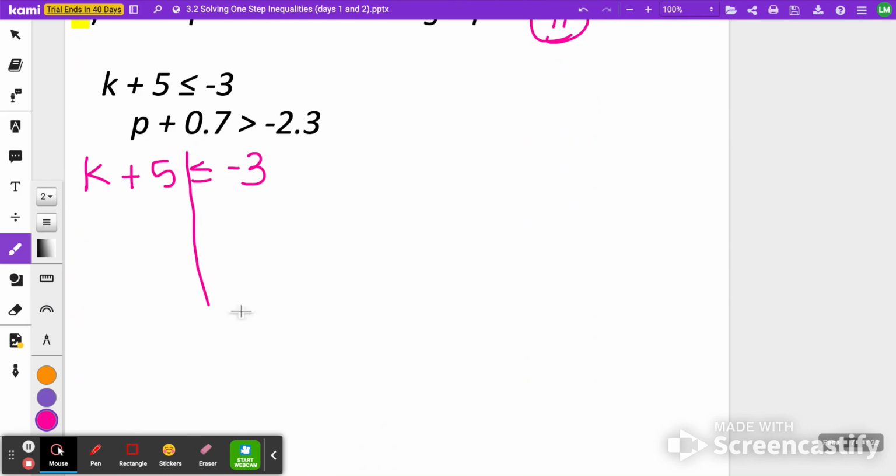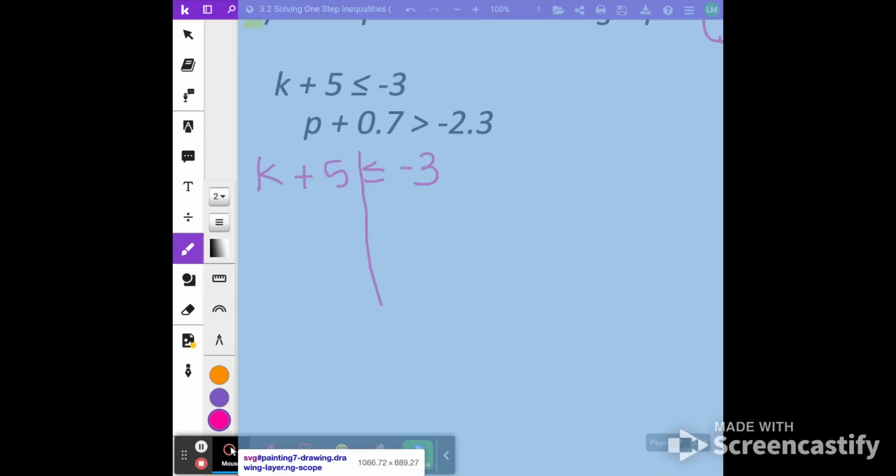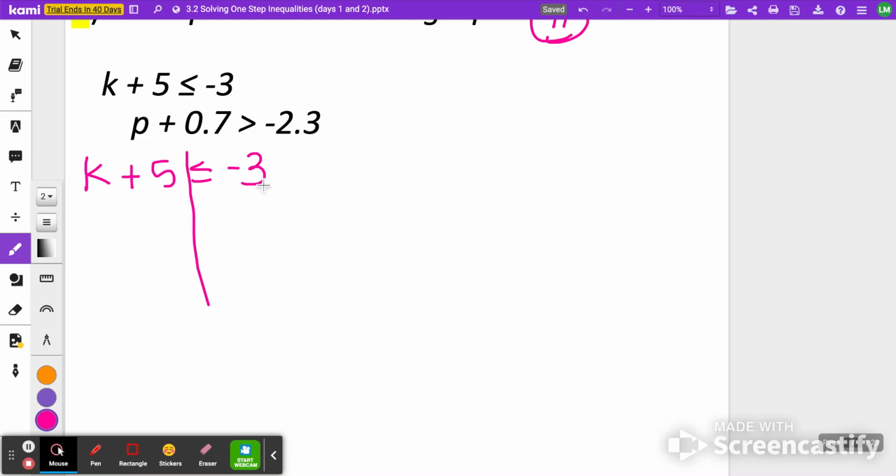First thing I want to do is find the left and the right side of my inequality symbol and start to solve. I know I can solve by subtracting 5 from both sides. Once I do that, I get k is less than or equal to -8 because -3 minus 5 is -8.